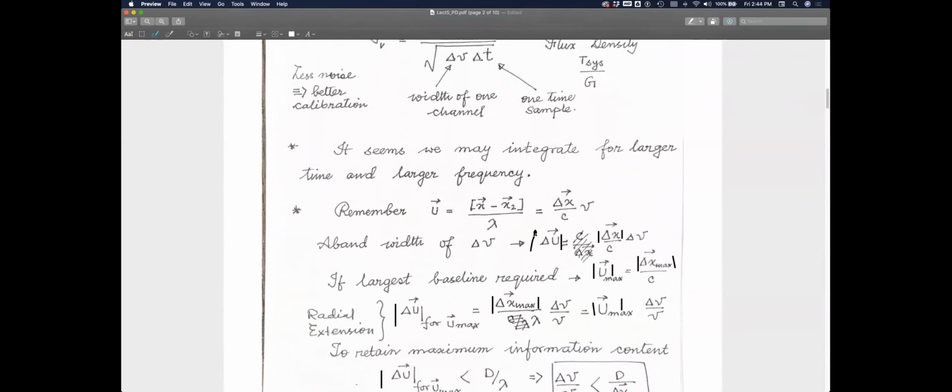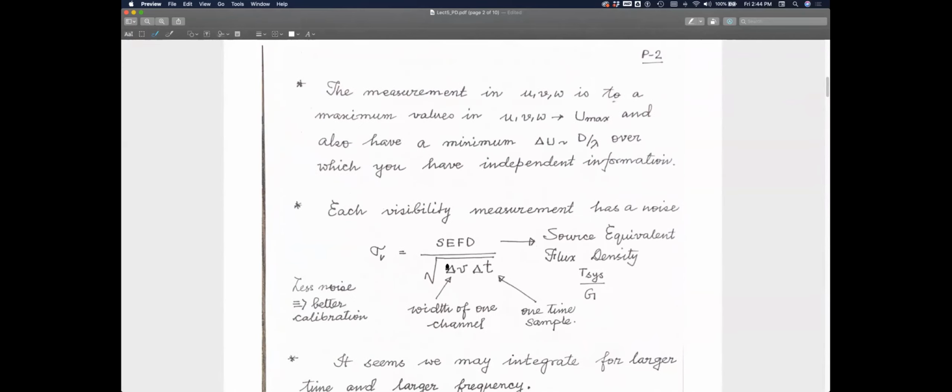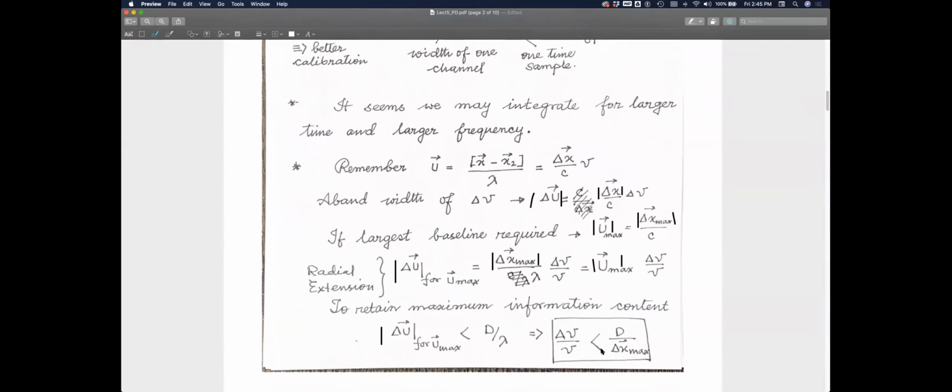And because of that, this delta nu cannot be made small enough anymore. So each visibility will be limited by that much of noise. If you see the fractional channel width, it depends on the ratio of the antenna diameter to the maximum distance between the two antennas.